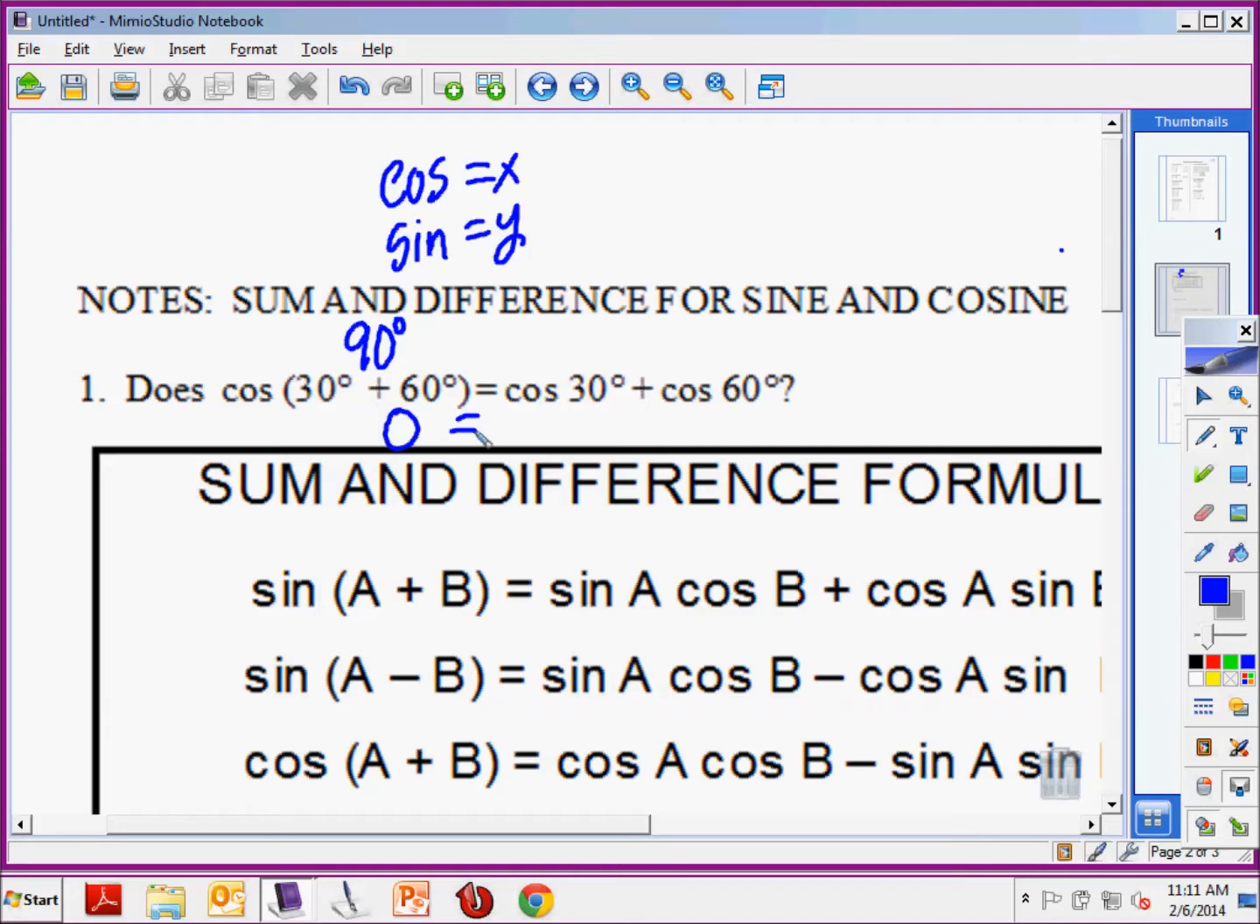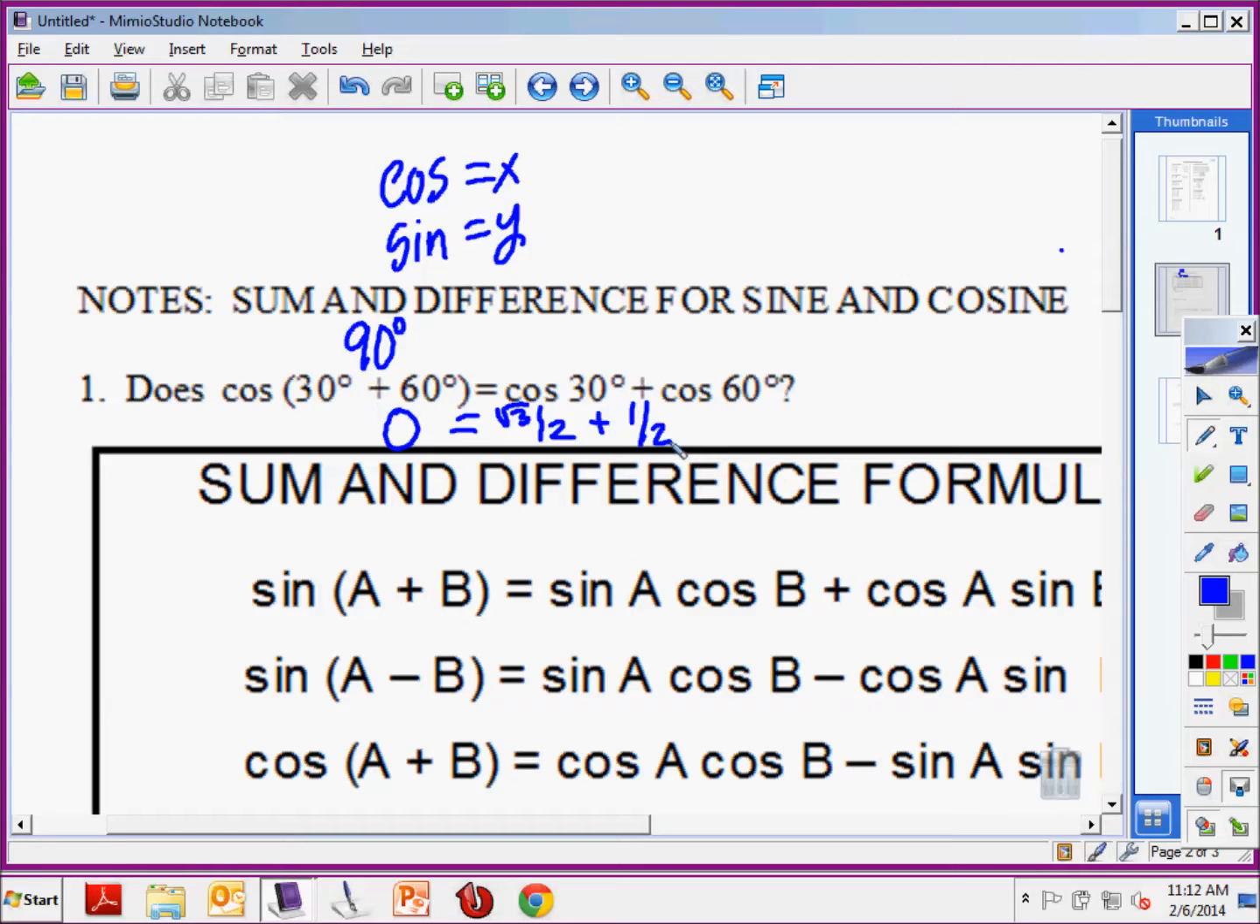Cosine of 30, unit circle, square root of 3 over 2. What's the cosine of 60? Stop saying pi, those are your radians. 1/2. Okay? Is 0 equal to square root of 3 over 2 plus 1/2?